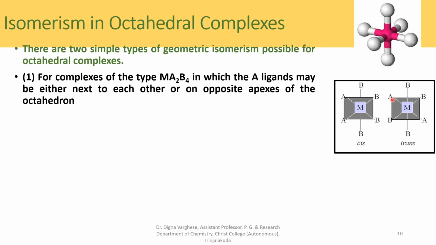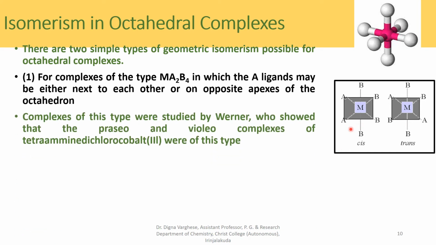A is opposite to one another, that is trans form. So for complexes of the type Ma2B4, in which A ligands can be either next to each other or in opposite apexes of the octahedron, it can exhibit geometrical isomerism or cis-trans isomerism for octahedral complexes.